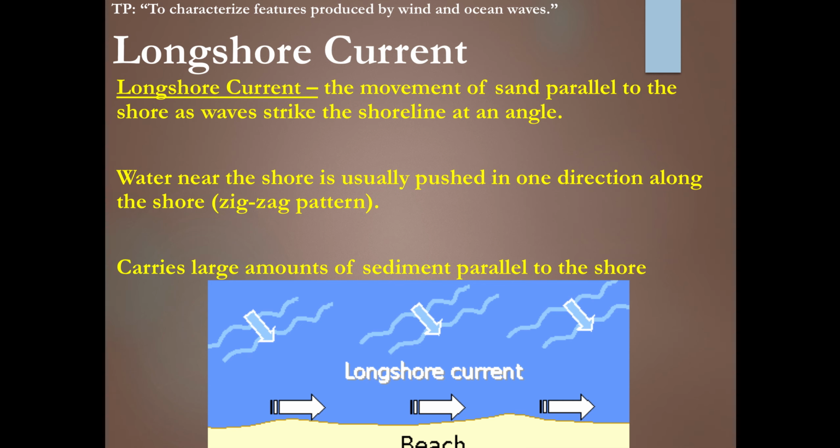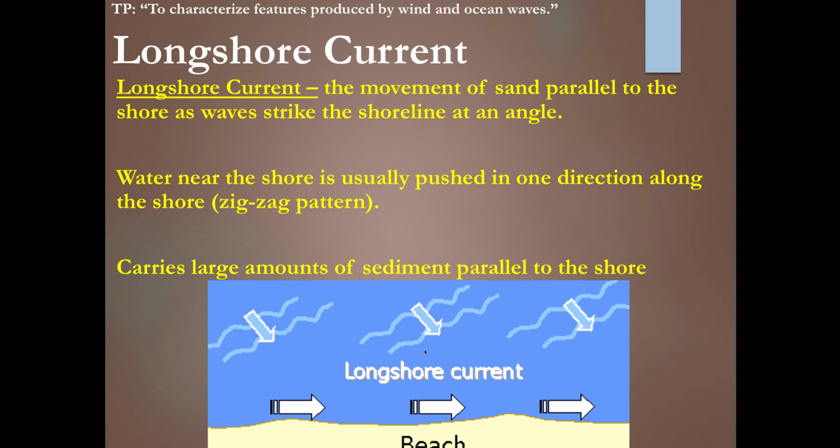Alright, longshore current, the movement of sand parallel to the shore as waves strike the shoreline at an angle. Water near the shore is usually pushed in one direction along the shore, a zigzag pattern. It's going to carry large amounts of sediment parallel to the shore. In this diagram, notice that the arrows come in at an angle, and then go back out straight.